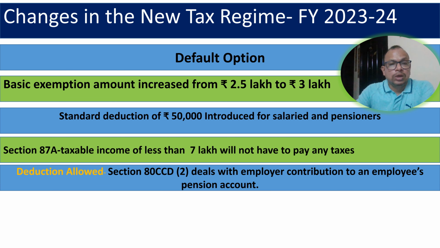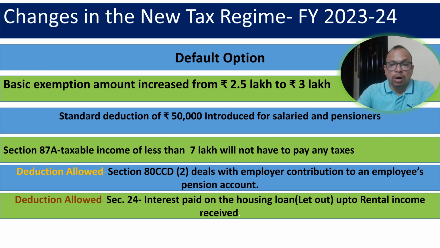Another deduction has been allowed under section 80CCD(2): if any employer is contributing towards the employee's pension account, that employer contribution is treated as an allowed deduction. Another deduction allowed is under section 24, that means the interest paid on the housing loan for a let-out property, up to the rental income receipts.